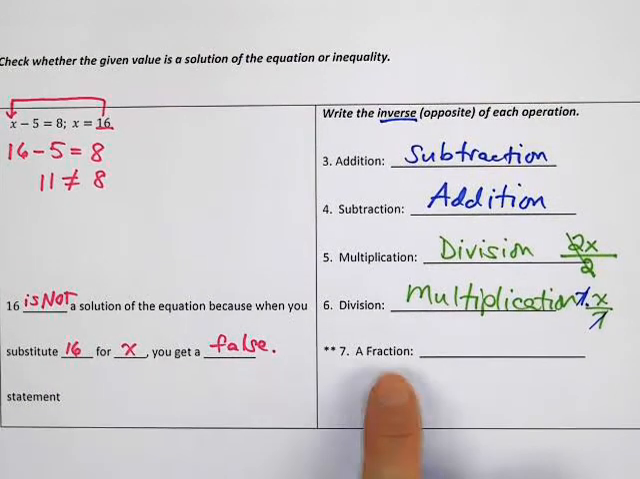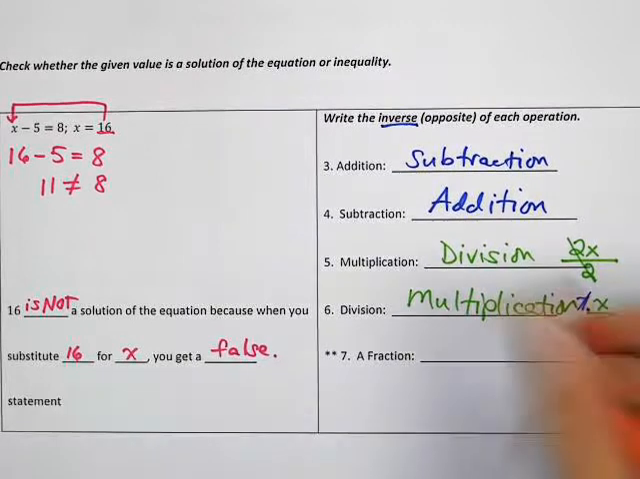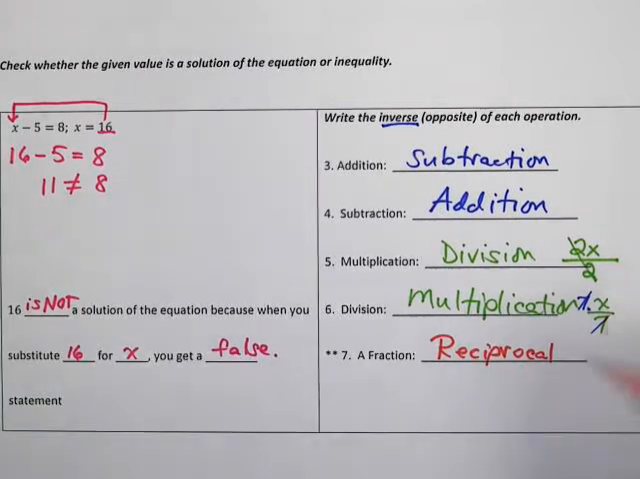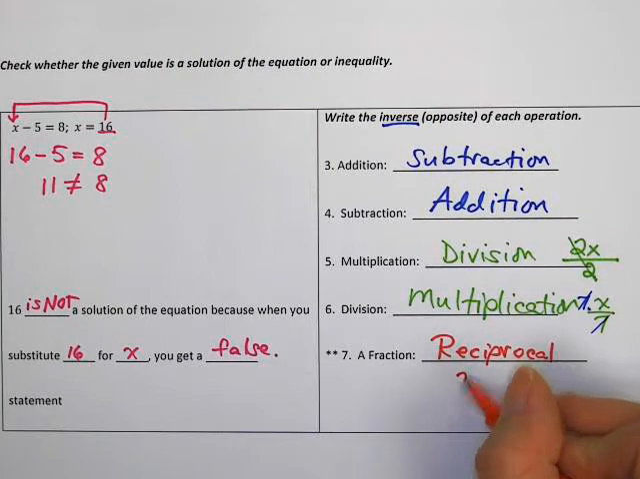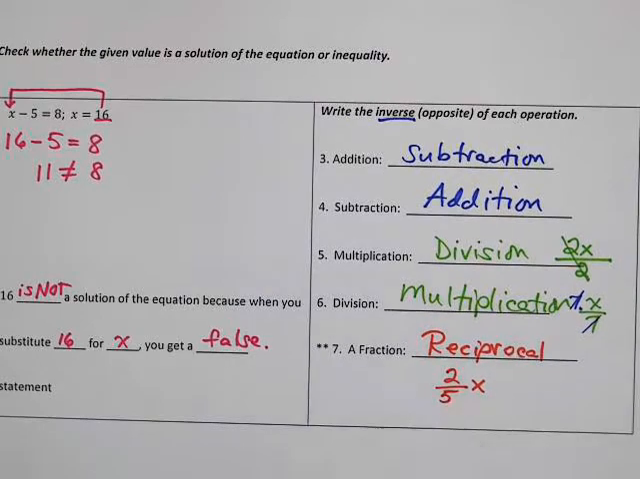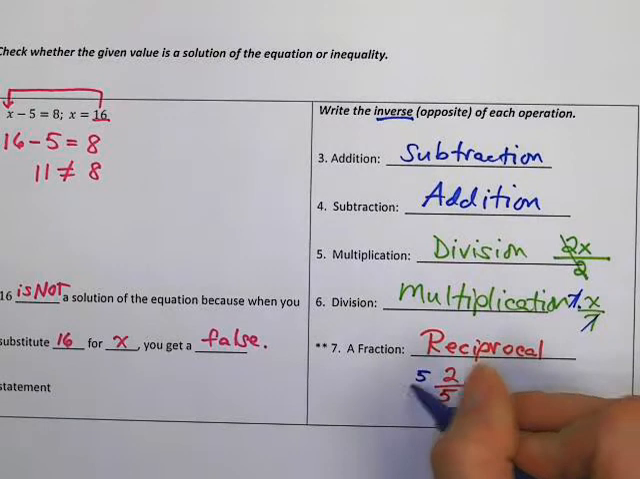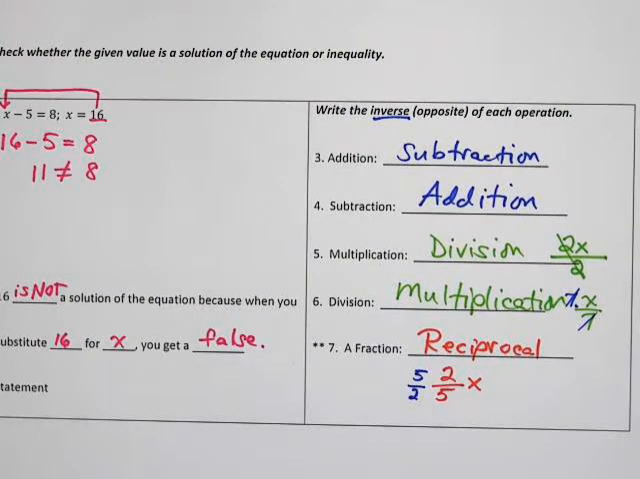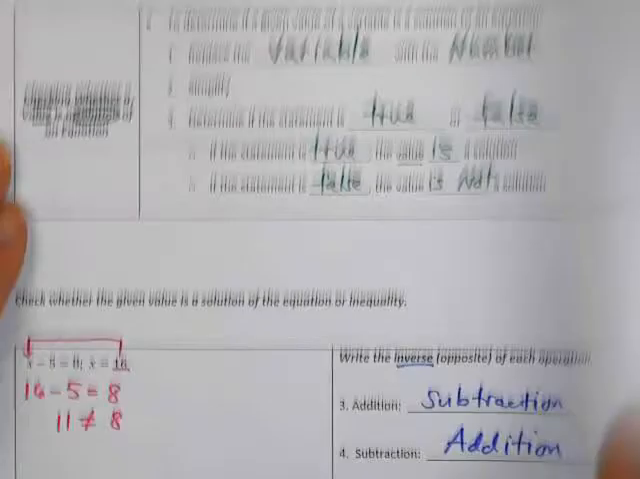Okay? And how do you get rid of a fraction? With the reciprocal. Okay, for example, if I have 2/5 x, I would go ahead and cancel out 2/5 by multiplying by 5/2. But you'd have to do that on both sides. Okay, we're going to take a look at some examples of solving.